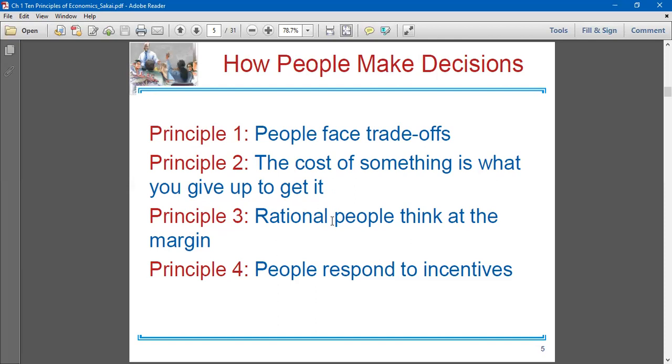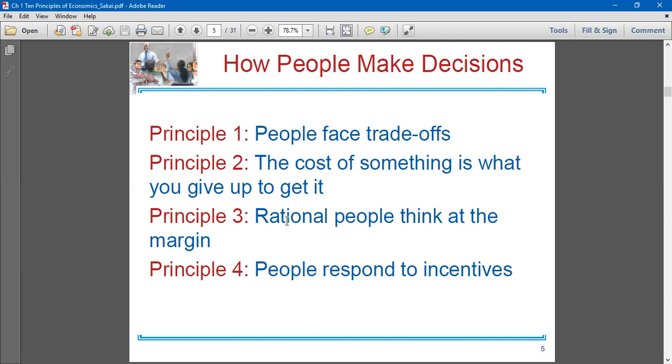If you want to calculate the cost of something, what do you actually sacrifice in order to get that thing? That is the cost in terms of money. If you are going to buy a good or a service, the amount of money that you give to the person selling that commodity is the cost of whatever commodity that you are buying. So the second principle is that the cost of something is what you give up to get that thing. And then the third principle is that rational people think at the margin.